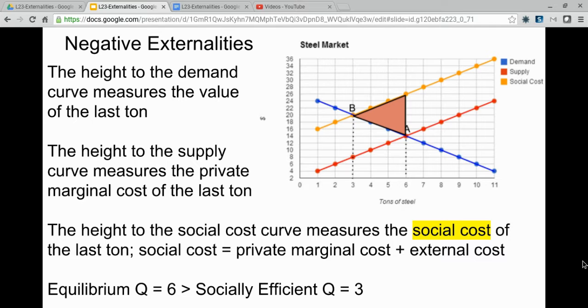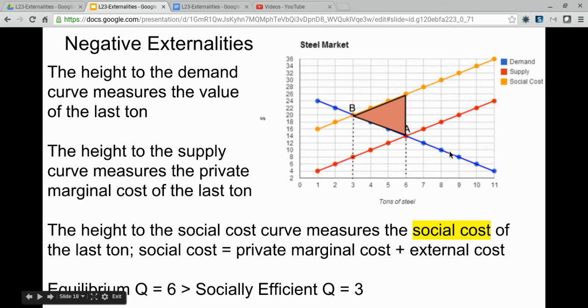Competitive markets produce more than the socially efficient level of output when a transaction creates an external cost. Let's unpack this statement by working through an example. Suppose this graph has the demand and supply for steel.